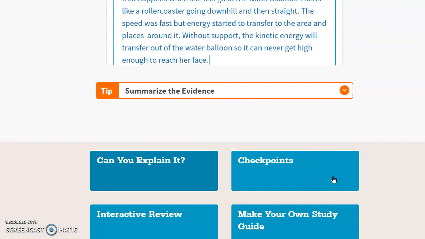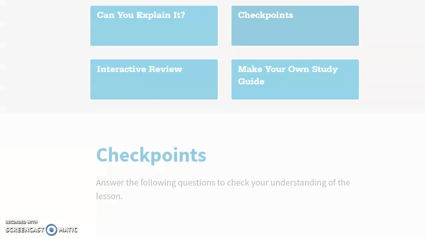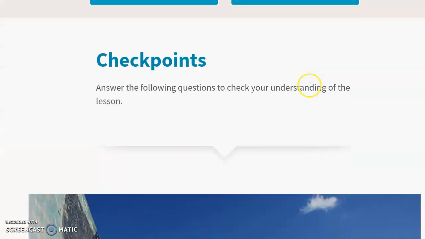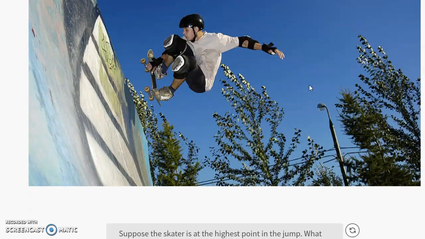So what's really important here is that we learned that kinetic energy is moving energy, and potential energy is what's happening when something is suspended in place and not moving. All right, checkpoint. So we're going to answer questions to make sure we understood the lesson.